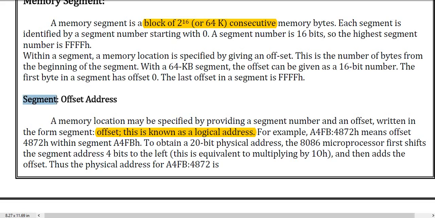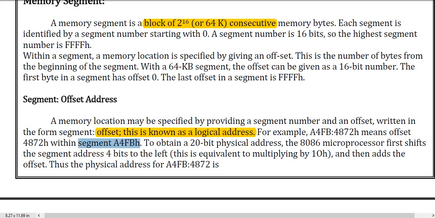Segment. A memory location may be specified by providing a segment number and an offset, written in the form segment:offset. This is known as a logical address. For example, we have A4FB:4872H. It means the offset here is 4872 hexadecimal within the segment value A4FB hexadecimal.